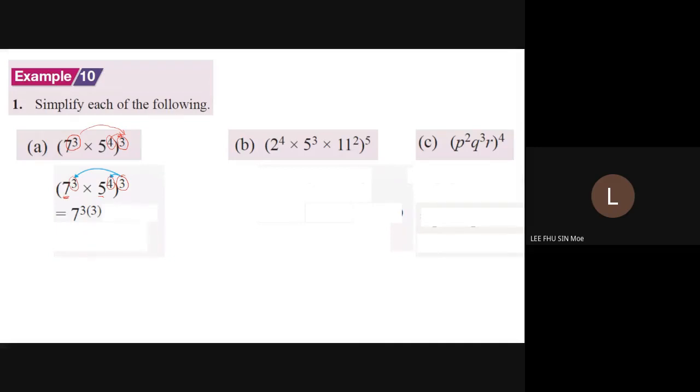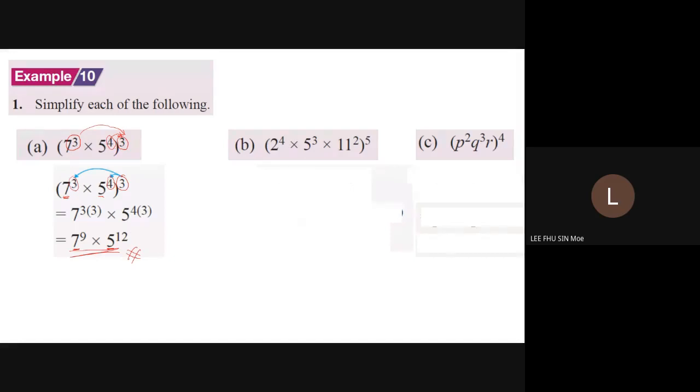Then 3 times 3. Another base is 5, you just write down 5, and then 4 times 3. Then you come up with the answer. 3 times 3 is 9, 4 times 3 is 12. Remember, these two cannot be multiplied. You don't do 3 times 5 to become 35, that will be wrong. So this is the answer already. You just stop here. Don't continue. Don't do 7 times 5 to become 35 and then 9 plus 12. That will definitely be wrong.